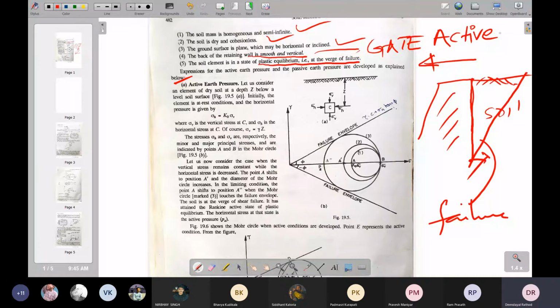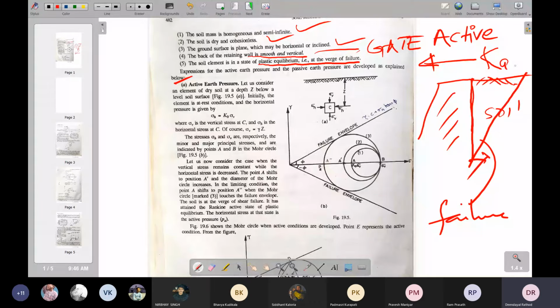So at rest condition, we have seen that we just calculate the vertical pressure below that particular depth h and multiply with K naught. Here also it is the same thing. Instead of K naught, Rankine has given Ka, and we multiply with Ka. What is the value of Ka? That we are going to find out.